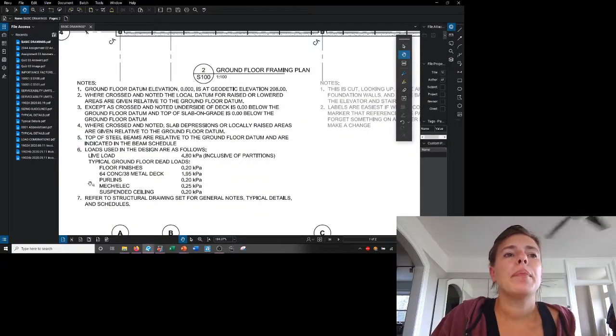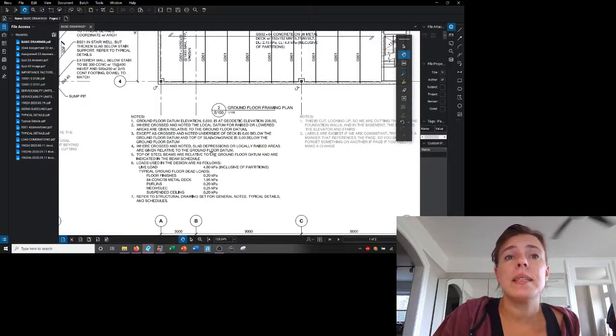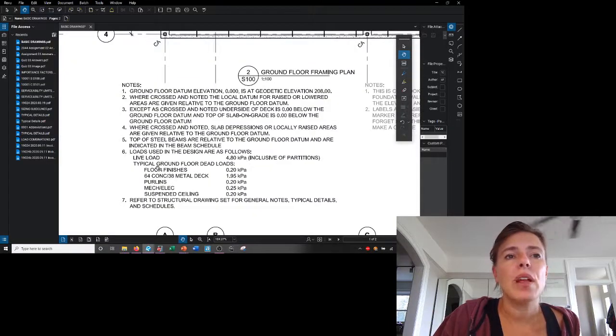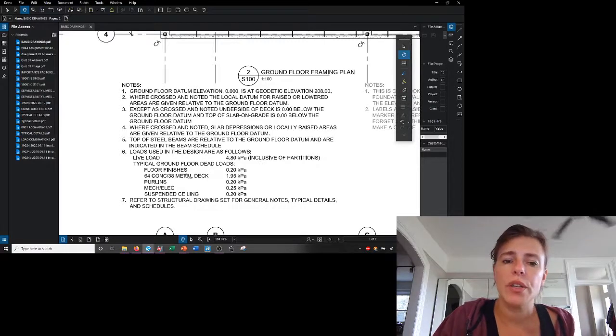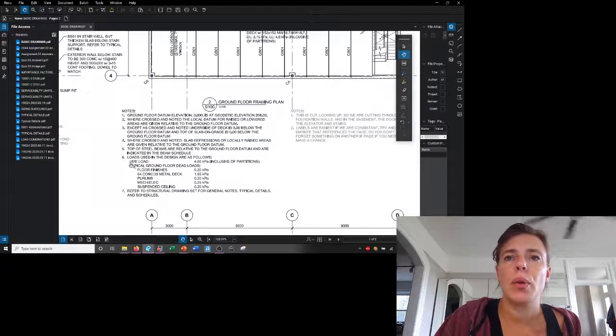We've got loads here that would exist on that. So we've said live load, typical ground floor loads. We're going to do a whole lecture just on loads and how these are broken down.